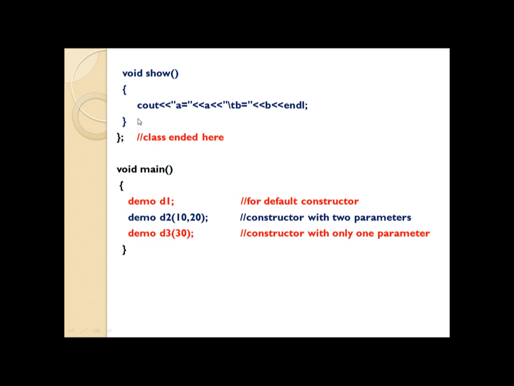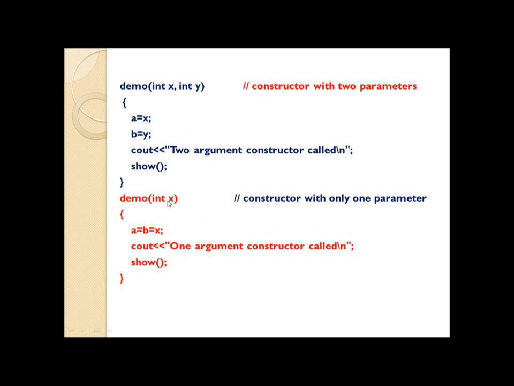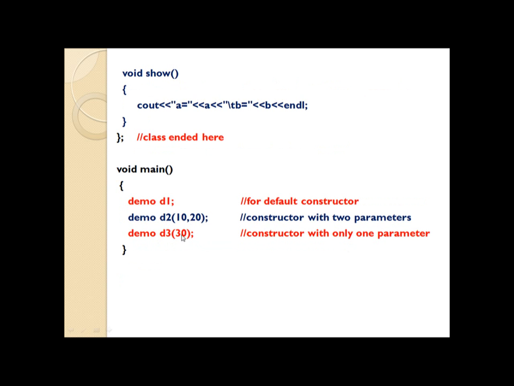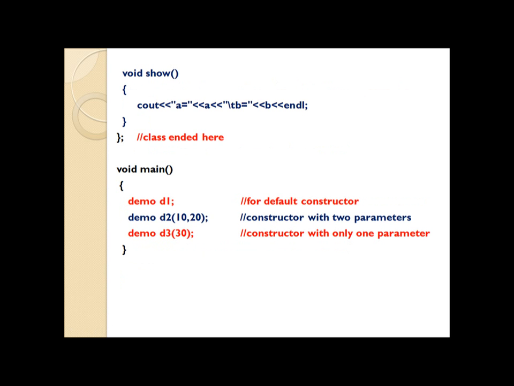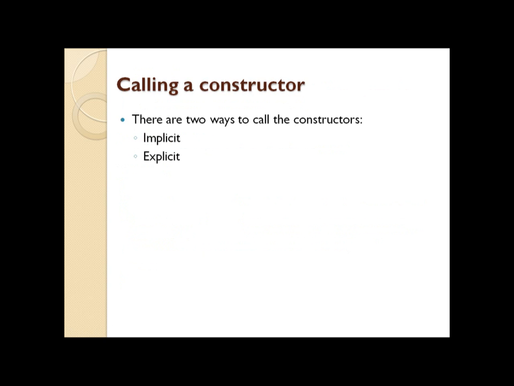Now for the third constructor, which has only one parameter, it will direct the control to the third constructor. So the value 30 is the value of x, which will get initialized into a and b, and there will be only one message, one argument constructor, and with the help of show again we can see the values of a and b.